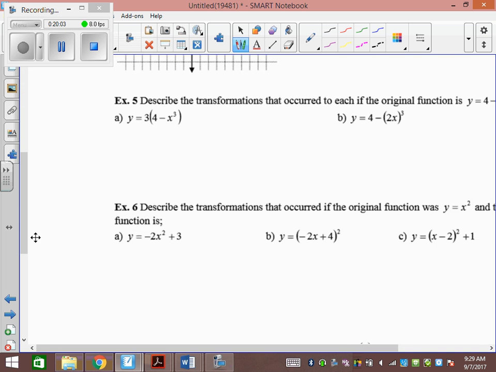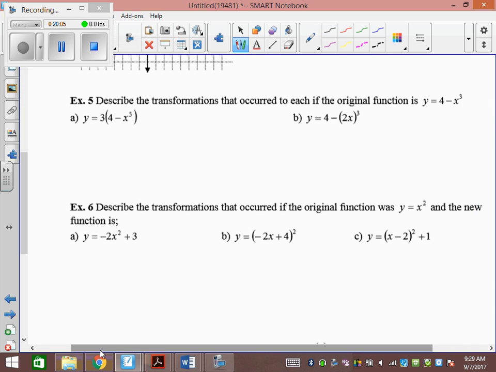Okay, we're going to go down to example 5. So this is the original graph. Describe the transformations that occurred to each if the original function is y equals 4 minus x cubed. So in front of that 4 minus x cubed, I have a 3. What is that? Vertical stretch. Remember, if I had a reflection, I'd have to apply it to the whole thing. I could bring it over and I could just apply it to the whole thing with brackets.